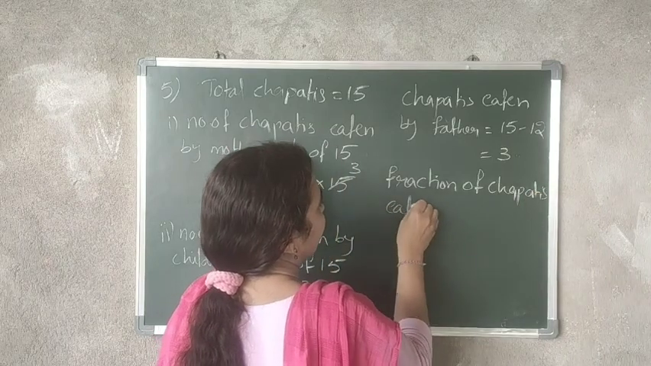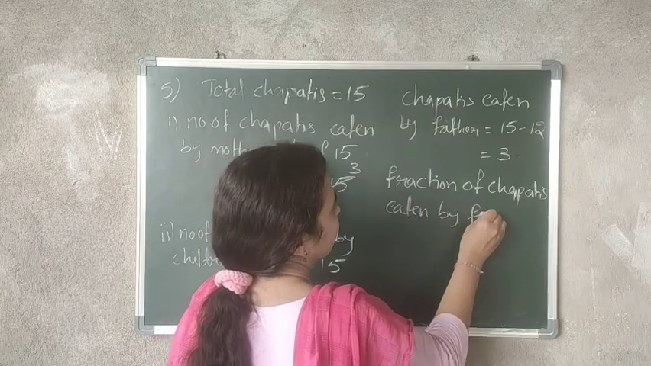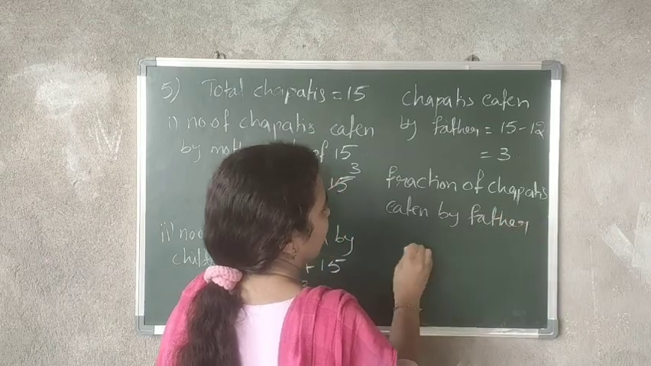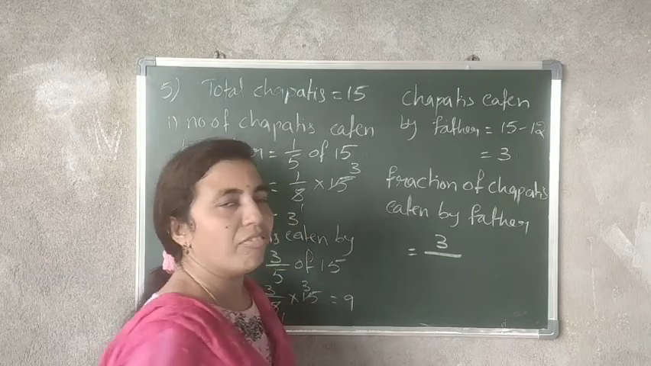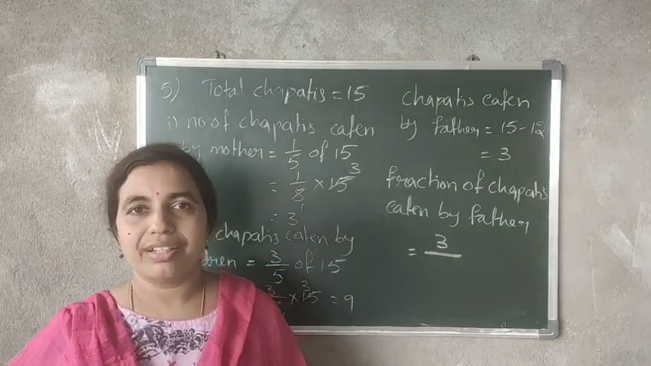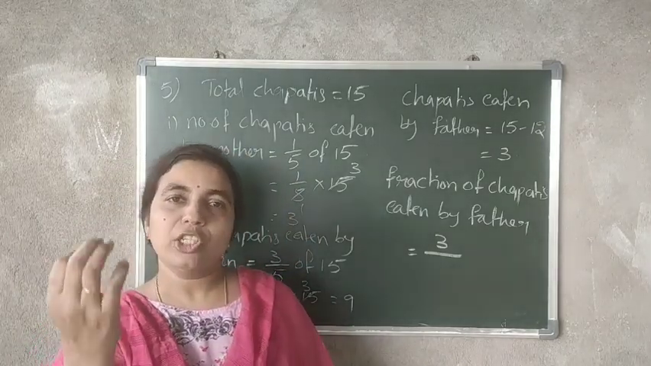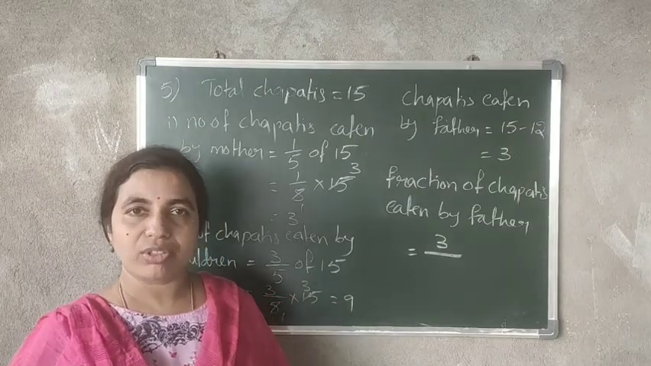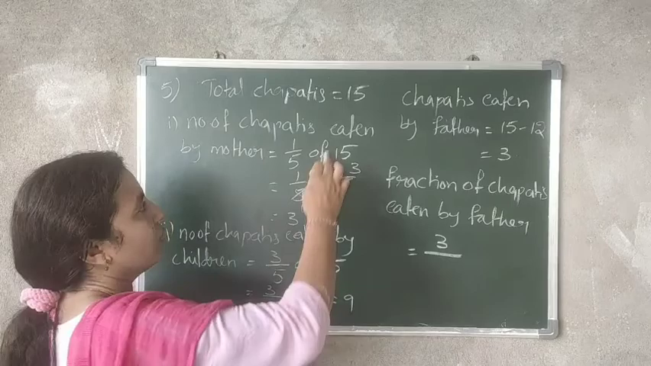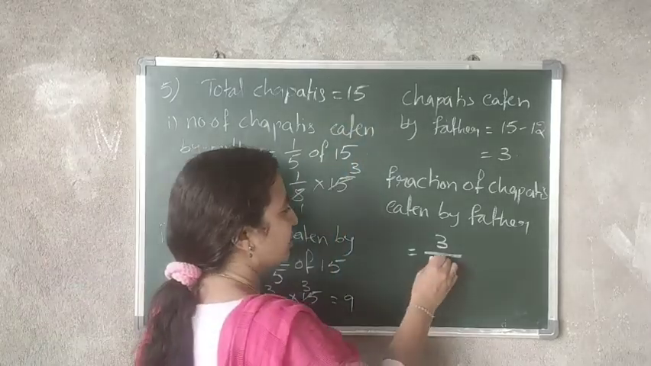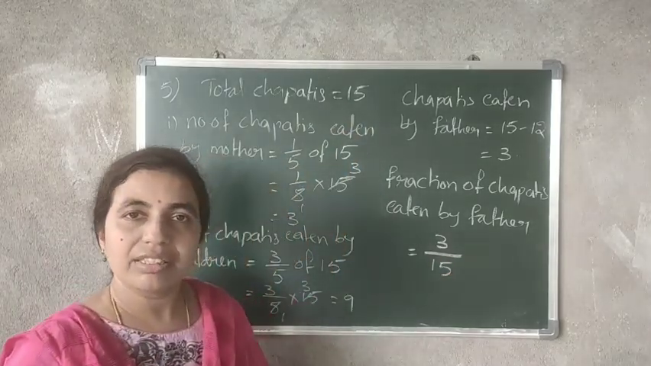Chapatis eaten by father. How many he ate? 3. Fraction, how will you write? See, in pictorial, shaded in the numerator, total in the denominator. Here also, eaten in the numerator, total in the denominator. What are total chapatis? 15. But you have to write this in simplest form now.